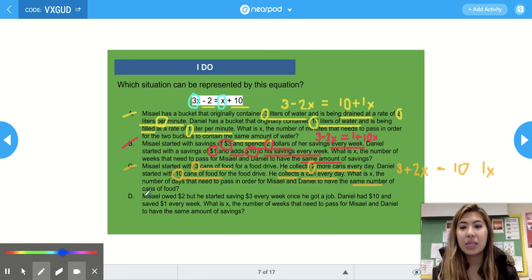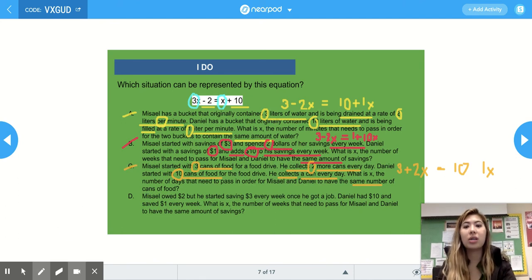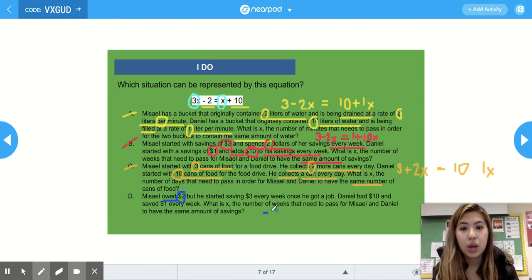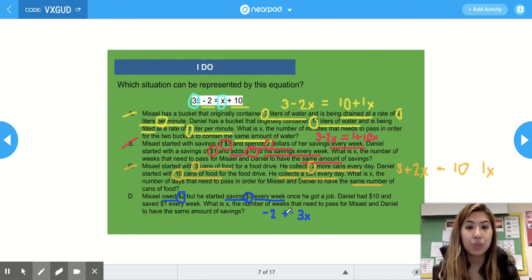So our answer has to be D, but just to make sure, we're going to read the situation and write an appropriate corresponding equation to see if it matches. It says Misael owed $2. So -2 is our constant because that's his starting value. But he started saving $3 every week once he got a job. The keyword every tells us that the 3 is going to be our slope or our coefficient. X is going to represent the number of weeks. And we're going to add the 2 since he started saving that amount. So that's money that he should be having.